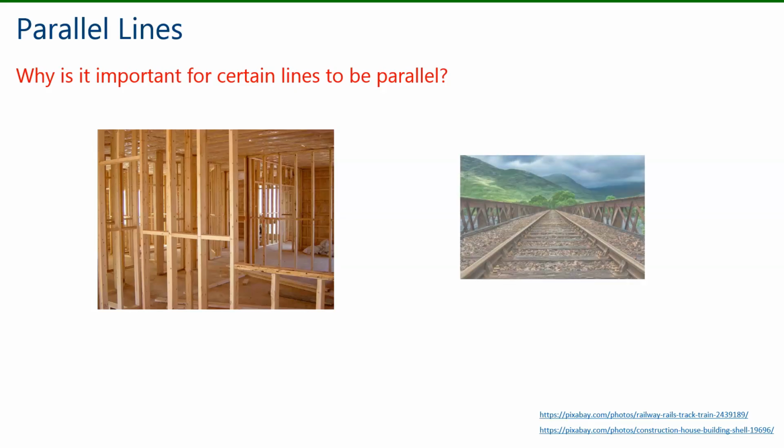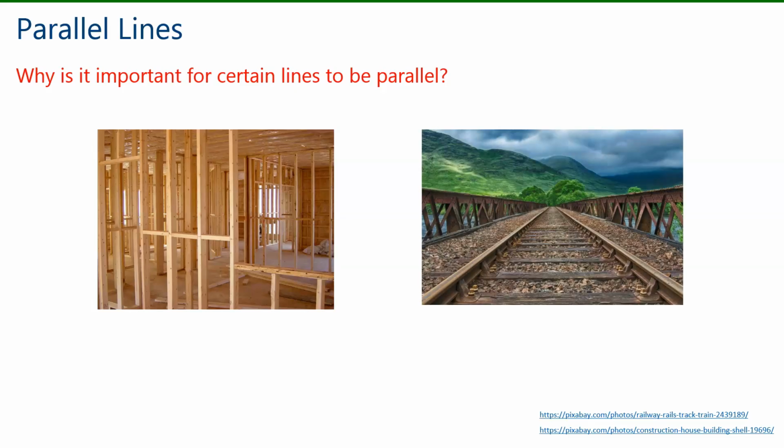If we go back to the picture of the railway tracks, imagine if the tracks weren't parallel, and the tracks got closer together or further apart as they went a certain distance. If that was the case, the tracks wouldn't be safe and the train could possibly derail.